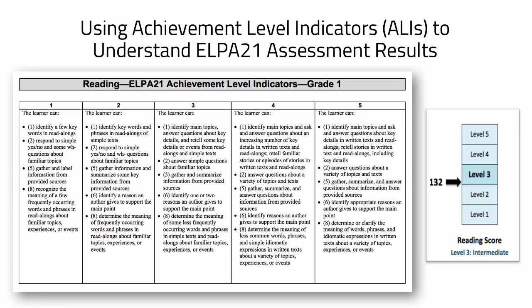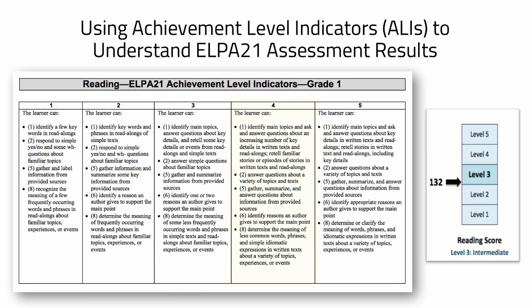Suppose that you are a first grade teacher and have a student or significant portion of your students who scored at a level 3 or intermediate level in reading. Which standards would you target in order to bolster their reading skills? By reviewing the achievement level indicators for grade 1 in reading, you can see that standards 1, 2, 5, 6, and 8 address reading. Thus, you may select instructional activities that focus on one or more of these standards.